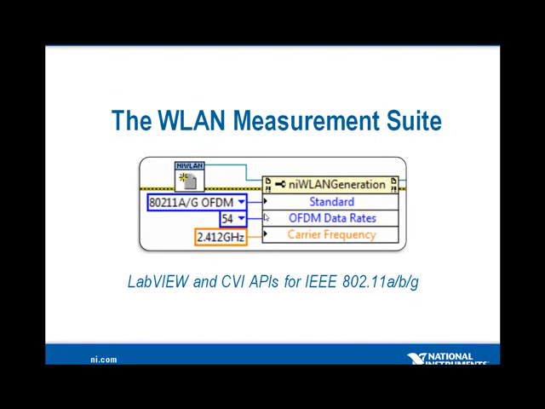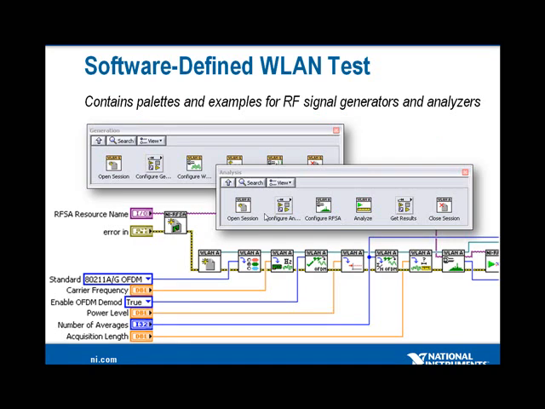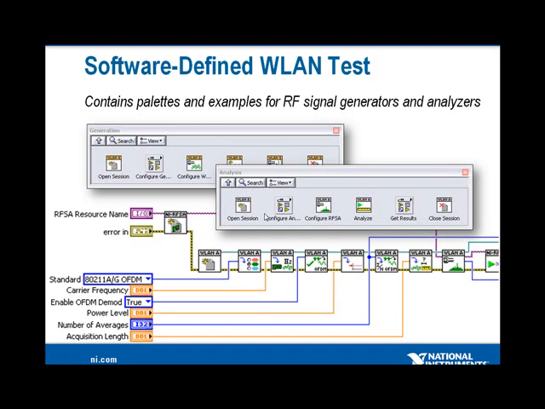Wireless LAN Measurement Suite contains software for generation and analysis of 802.11a, b, and g signals. In both LabVIEW and CVI, engineers can use the programming API to configure measurement examples. Observe the palettes in LabVIEW on your screen for both generation and analysis.